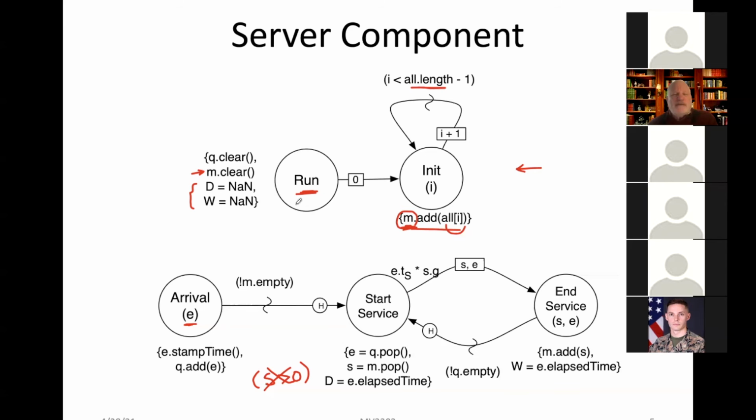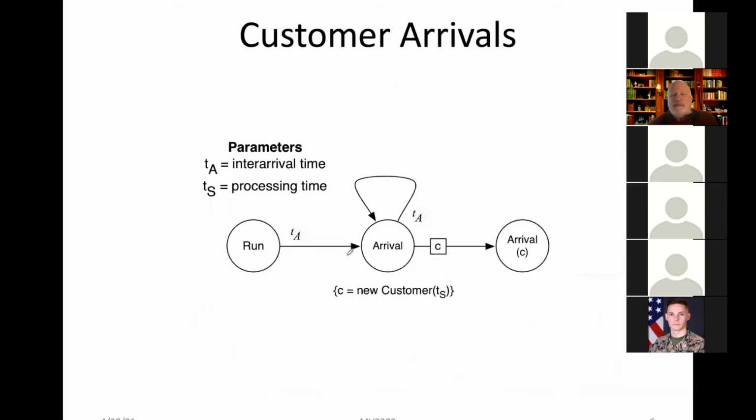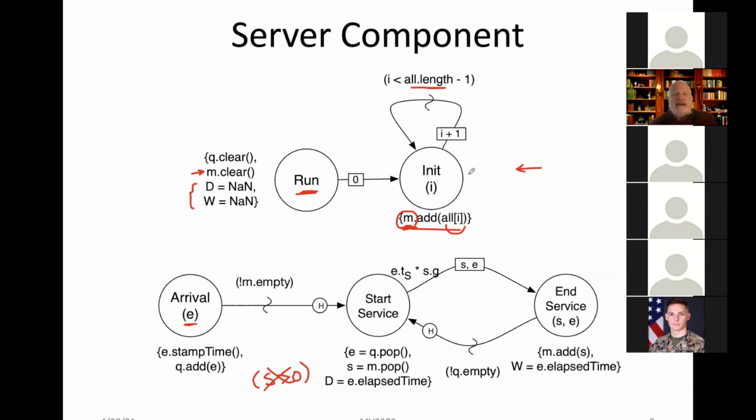And so the run event is responsible for two things. One is initializing all of its state variables. So even if we didn't have this init thing, we would still need the run to initialize these two state variables, just as we did with the multiple server queue. If you remember, we just had Q and S, and run initialized those.